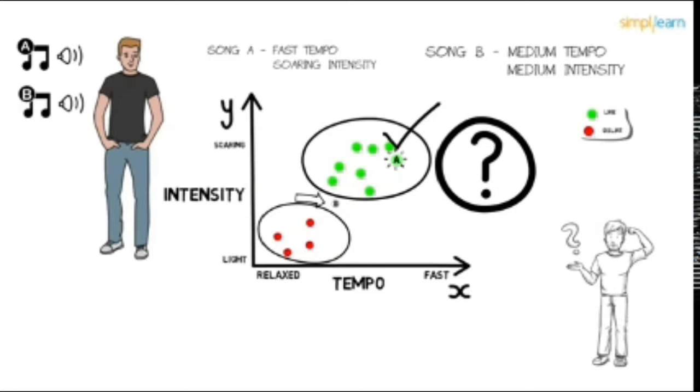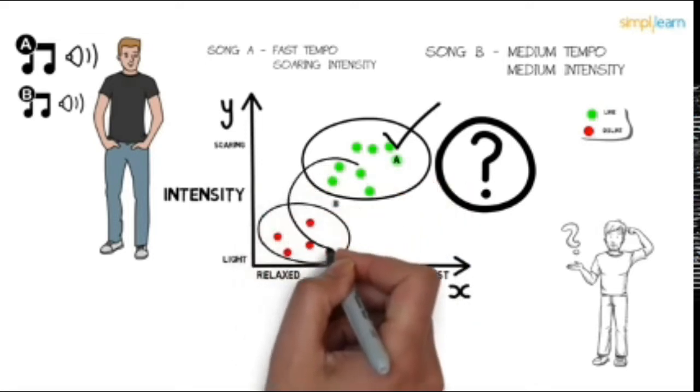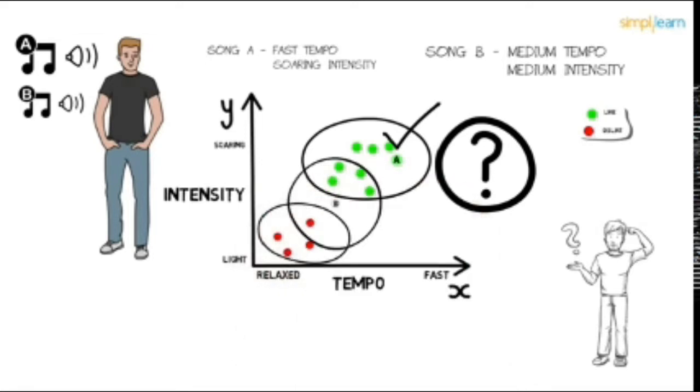Now, this is where machine learning comes in. Let's see. Now, if you draw a circle around Song B, there are 4 votes for like and 1 vote for dislike. So therefore, Paul will definitely like the song. Now this was a basic machine learning algorithm. It's called K-nearest neighbors. So this was just a small example from one of the many machine learning algorithms.